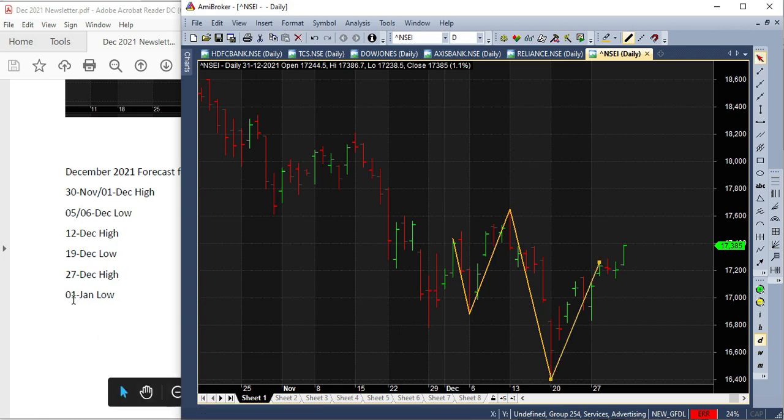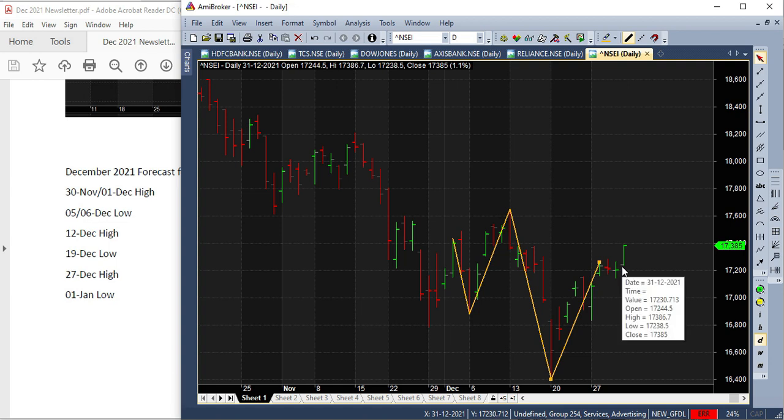Then we forecasted 1st of January is our low, and we have a low here on 31st, and then the market went up. We can take that. There was not much price movement here. The market went sideways for 3 days, and now we are moving up. So this is how the forecast works in the Indian stock markets.